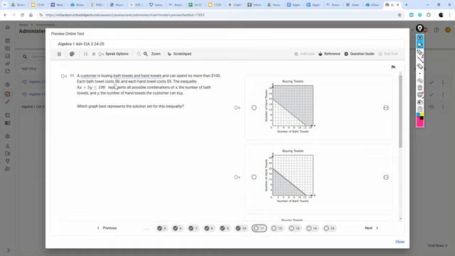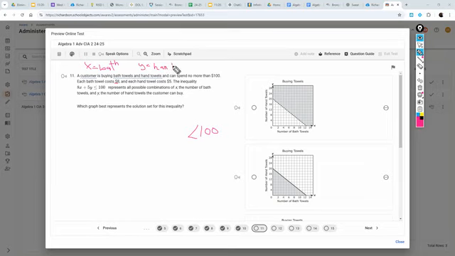All right, question 11. A customer is buying bath towels and hand towels and can spend no more than $100. So they can't spend any more than $100. Each bath towel costs $8 each. Bath is X. I'm going to put X equals bath just so I know. And the hand towel costs $5. So Y equals hand towel.